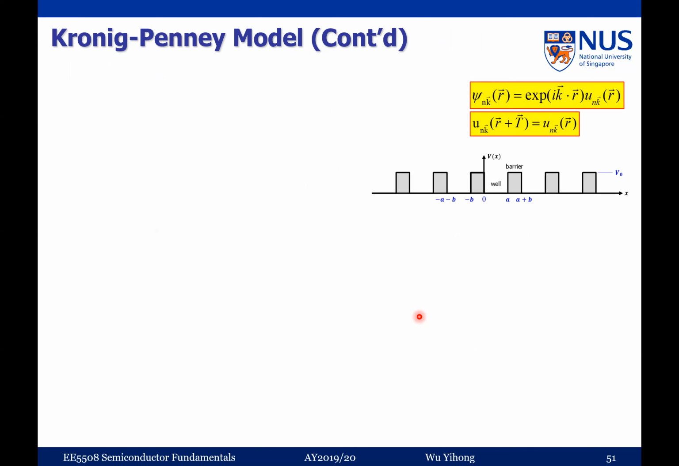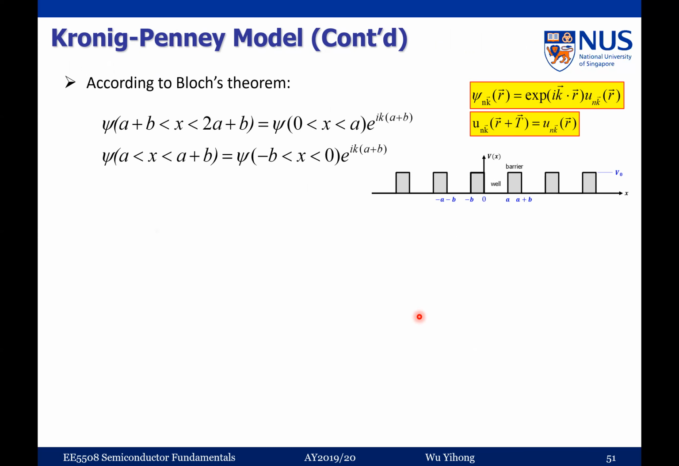But here, since you have a periodic potential, the wave function must satisfy Bloch theorem, right? So from Bloch theorem, we know that this wave function must have this form. This means that the wave function, for example, in this region, from a plus b to 2a plus b, basically this region, right? So a plus b, this one, to 2a plus b, basically this one, right? That basically is the well region.